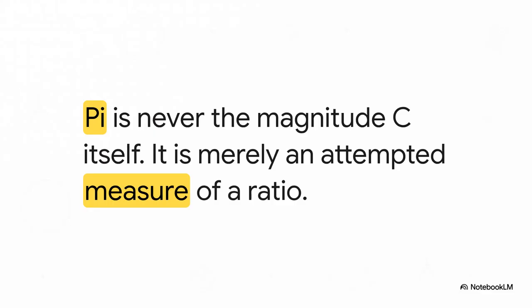So the absolutely crucial point here is that when we write c equals pi times d, what we're actually saying is that pi is c divided by d. Pi is merely an attempted measure of the ratio between the circumference and the diameter. And because of this, pi can never be the actual physical length of the circumference itself. The circumference stays a length, and pi stays an attempted measure of a ratio.